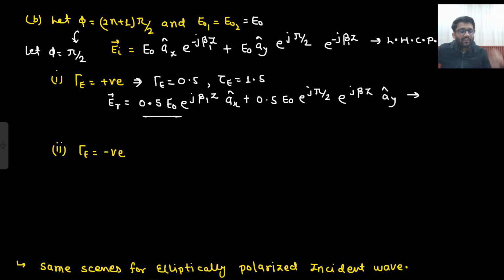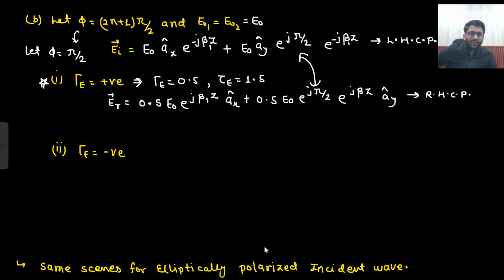Whether it is left hand circularly polarized or right hand circularly polarized: if you compare both of the expressions, the phase difference is the same. Y is leading. This wave is propagating in plus z and this wave is propagating in minus z. The phase difference is the same, only the direction of propagation is changed. That means left hand circularly polarized will become right hand circularly polarized. An awesome point and can be asked in your examination.